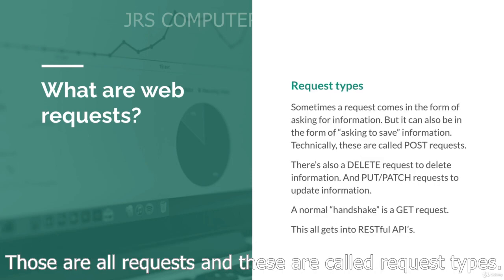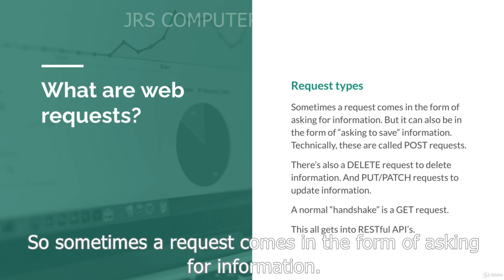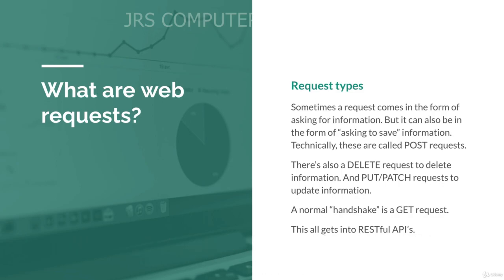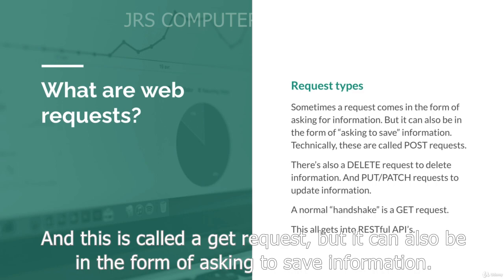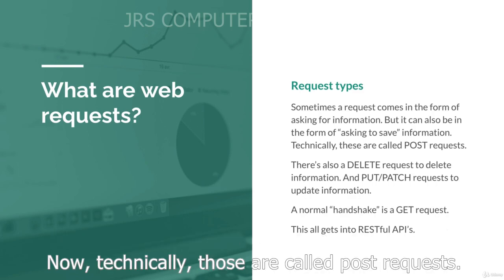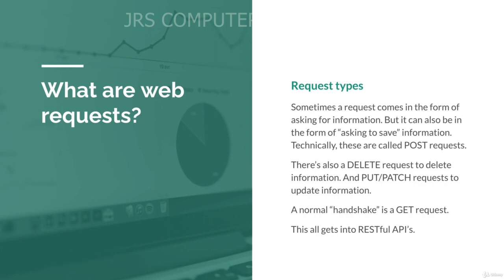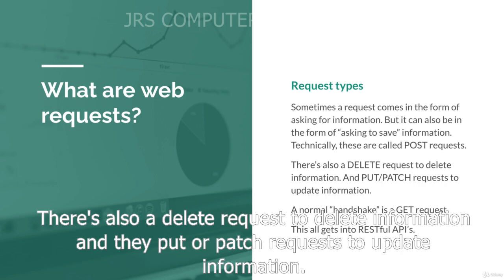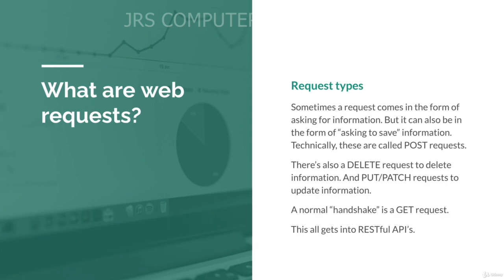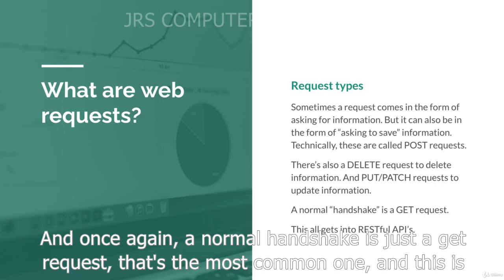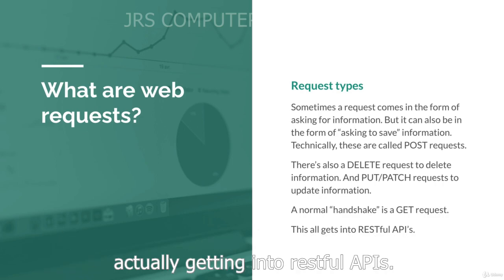And these are called request types. So sometimes a request comes in the form of asking for information. And this is called a GET request. But it can also be in the form of asking to save information. Now technically, those are called POST requests. There's also a DELETE request to delete information, and a PUT or PATCH request to update information. And once again, a normal handshake is just a GET request. That's the most common one. And this is actually getting into RESTful APIs.